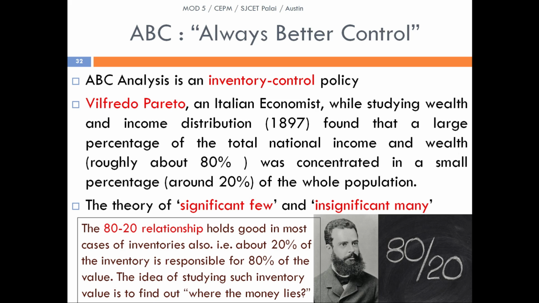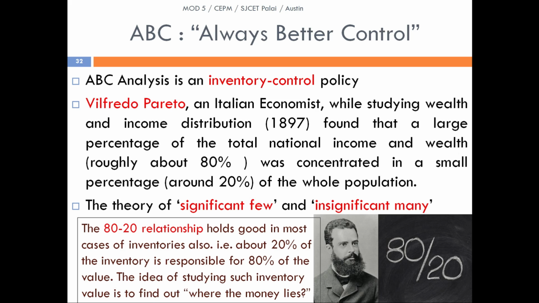Vilfredo Pareto, an Italian economist, while studying wealth and economic distribution in 1897, found that about 80% of the total national income and wealth was concentrated in a small percentage, around 20%, of the whole population. When we read this, we can understand that this is not much different from what we see in India and many other countries. So this theory was named the significant few and insignificant many.